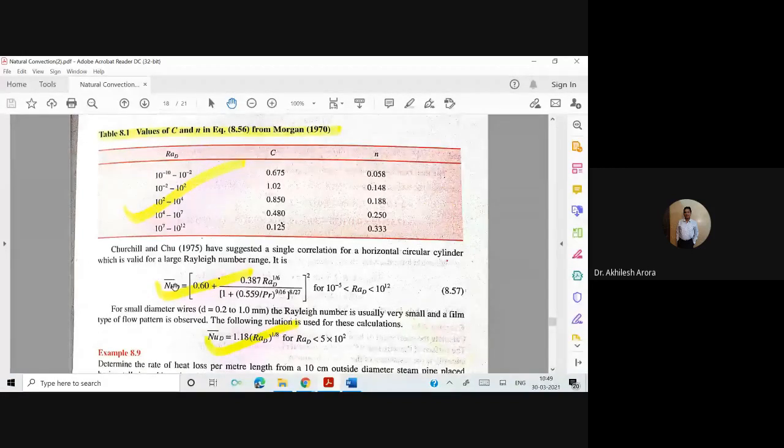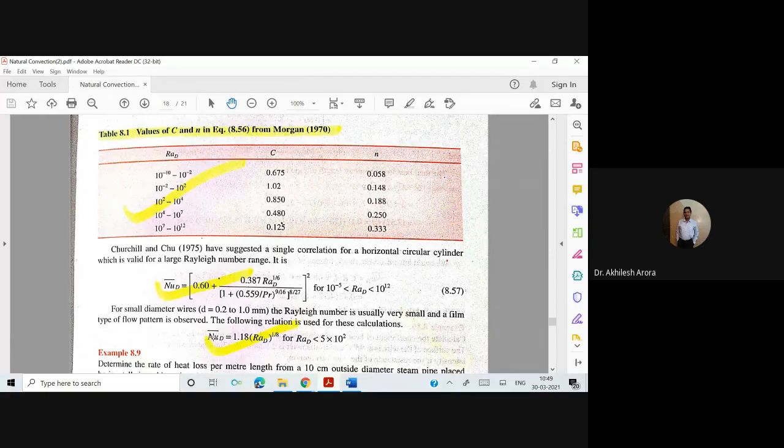Then you can use this particular correlation which is given here, which is known as the Churchill and Chu correlation. And for small diameter wires, the Rayleigh number is usually very small and a film type of flow pattern is observed, and this correlation is to be used.